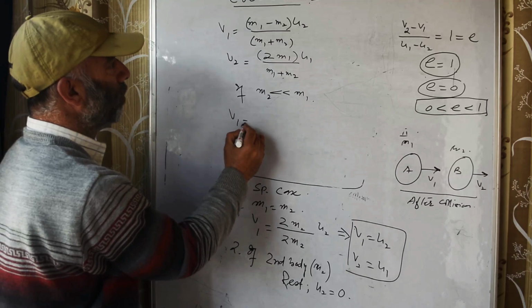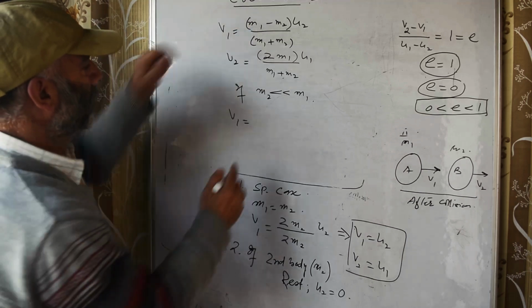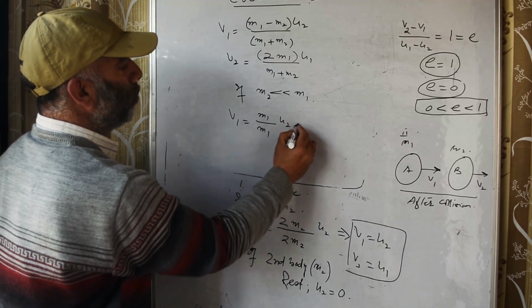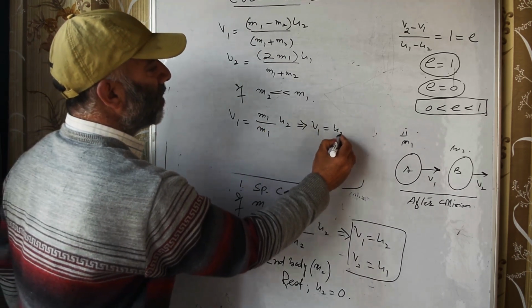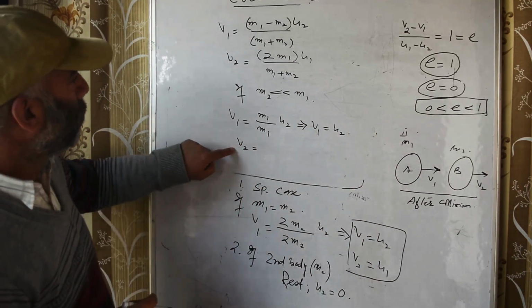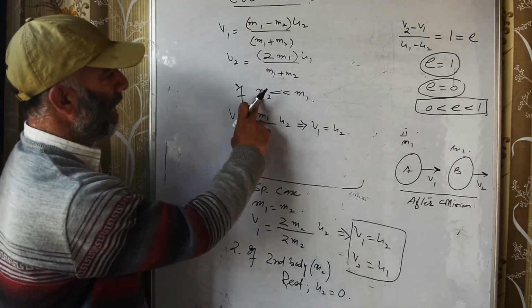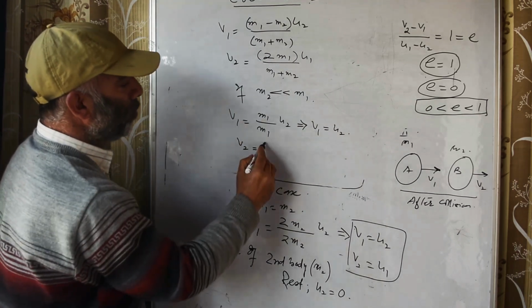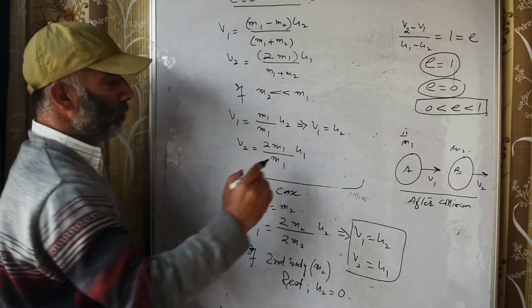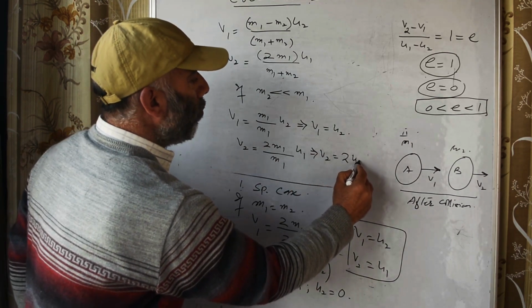So V1 will be equal to, look here, M2 is neglected, so it is M1 divided by M1 into U2, which implies V1 is equal to U2. And V2 is equal to, M1 is neglected here, M2 is neglected here, so this is 2 times M1 divided by M1 into U1. So V2 is equal to 2 times U1.